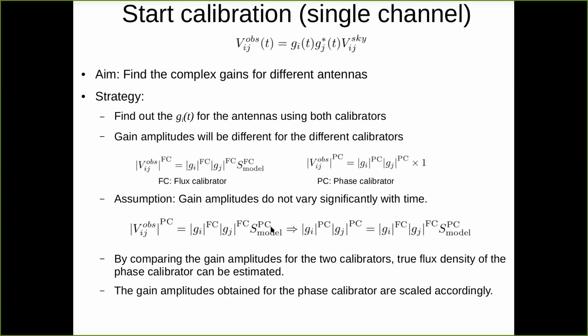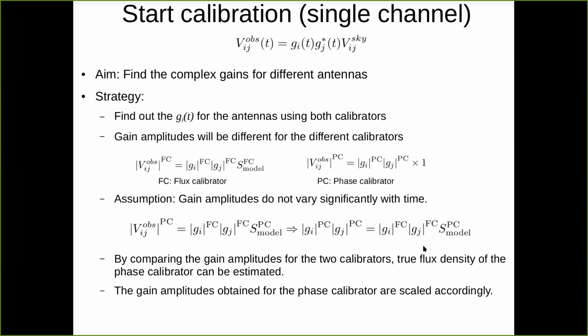So what you do is put this quantity, G_i G_j for the phase calibrator, equal to this in place of this, and then you get this kind of an equation. You have already calculated this one, you already have this one, and you want to know this one. So from this equation, you can infer the true flux density of the phase calibrator.